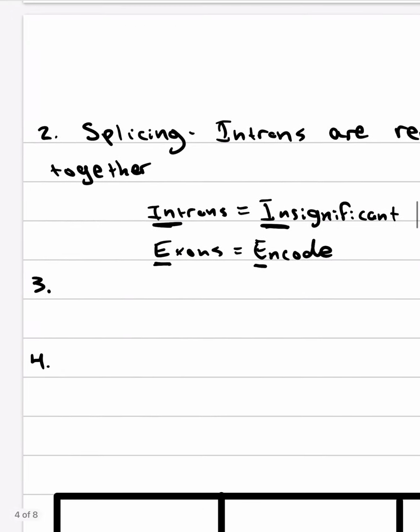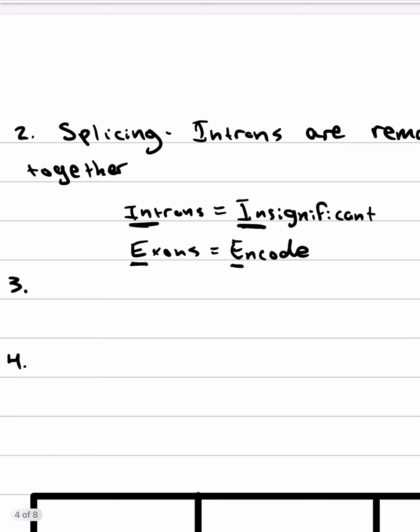The third thing that occurs is polyadenylation. Polyadenylation is just the addition of the poly A tail, which is added to the 3' end of the pre-mRNA, and that stabilizes the pre-mRNA.